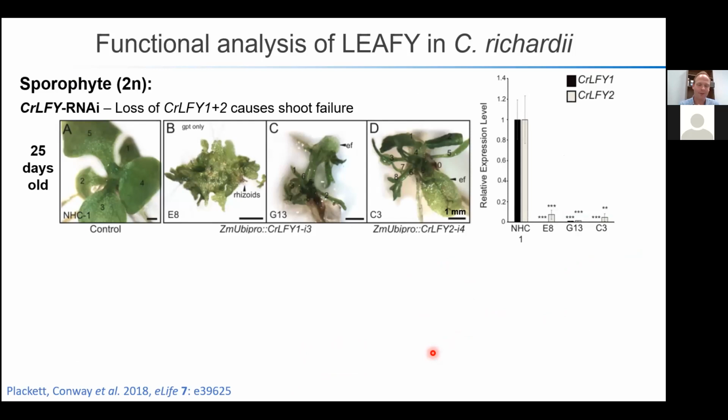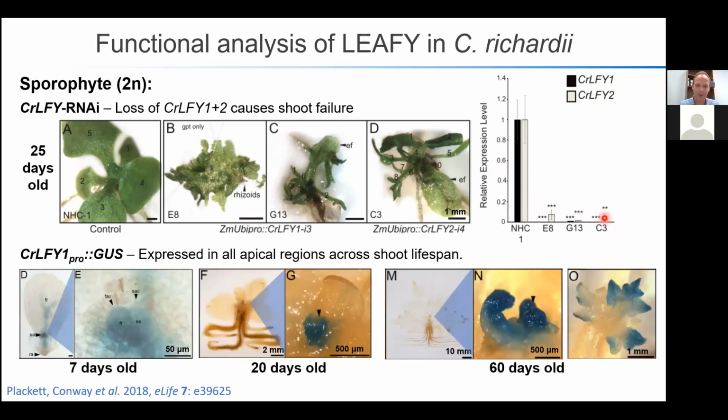So we found that if we take away LEAFY function, that sporophyte shoot fails. So on the left here, we have an example of what it should look like at 25 days. And these three here are examples of RNAi lines that we generated. And so these shoots are really sick. They're just about producing a few fronds, but then the apex stops. And when we used qPCR to look at the expression level of two different LEAFY genes in Ceratopteris, we found that in these examples, both genes had been severely knocked down. So loss of LEAFY function prevented this shoot apex from functioning.